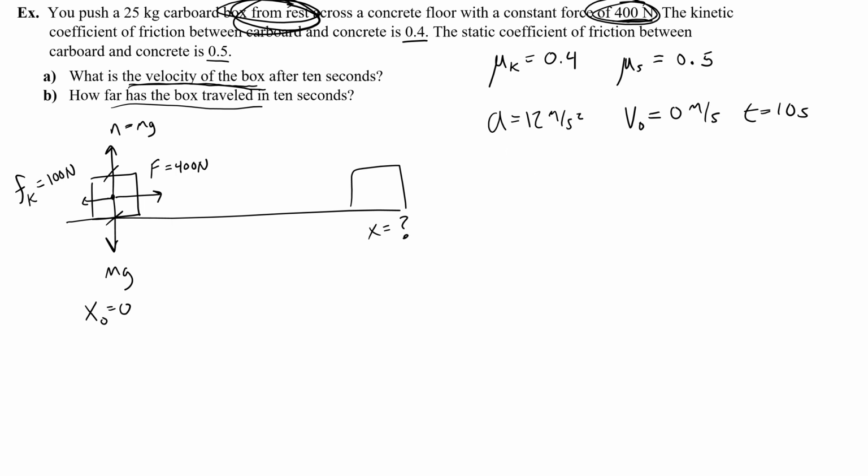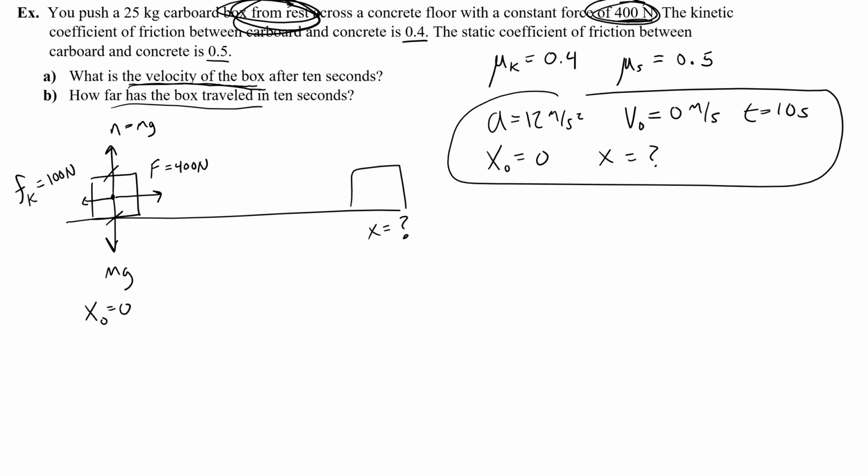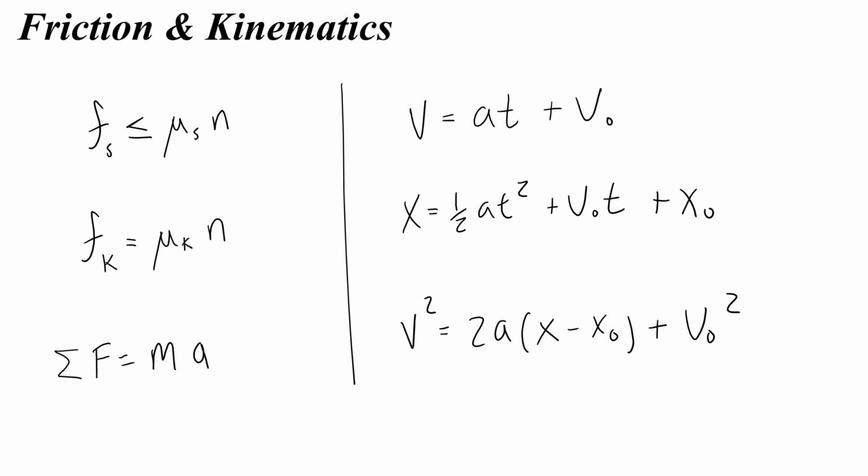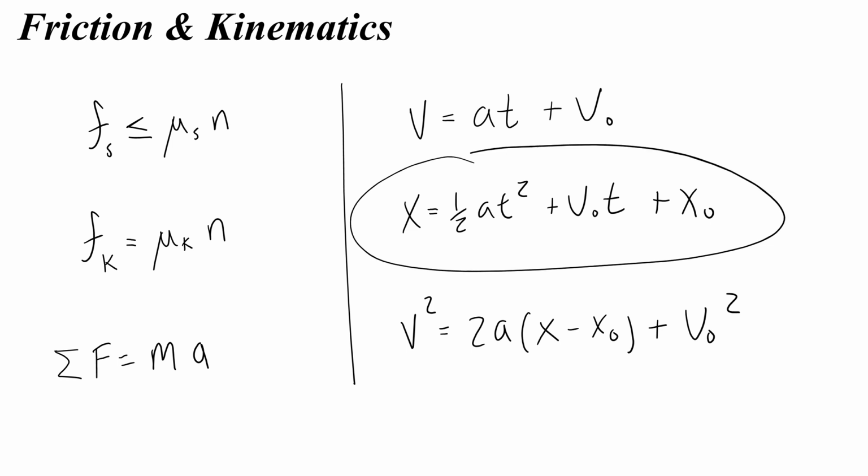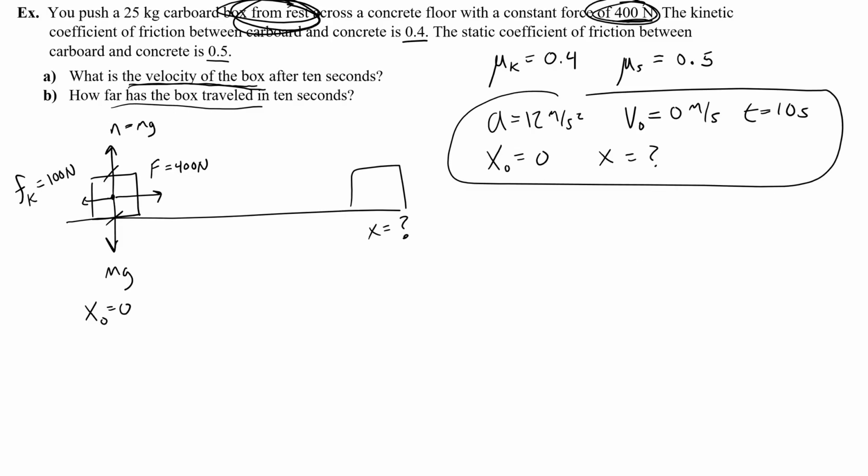Now I would think about my initial position is 0. I want to find x, question mark, and I look for an equation that has all of these things in it. The equation that has all of those things in it is this one. So I go back to my problem, and I write the equation down. x equals 1/2 at squared plus v naught t plus x naught. So again, I don't actually need to rearrange anything in this equation, which is nice, but I will get rid of some things that are 0.